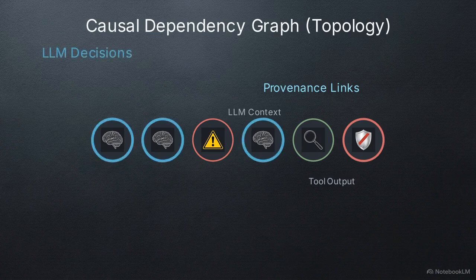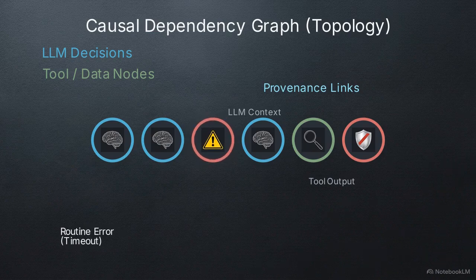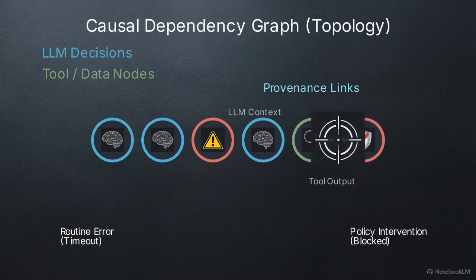It isolates individual LLM decisions and groups them directly with the specific tool nodes and data outputs they generated. The graph distinctly separates routine execution errors, like a timed-out API call, from actual policy interventions, like a safety guardrail blocking a dangerous prompt. The structure allows an engineer to instantly isolate the exact node where the agent's logic diverged from the expected behavior.